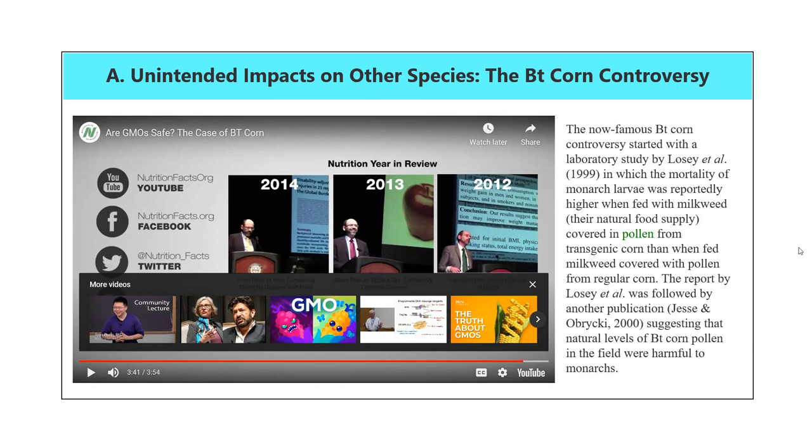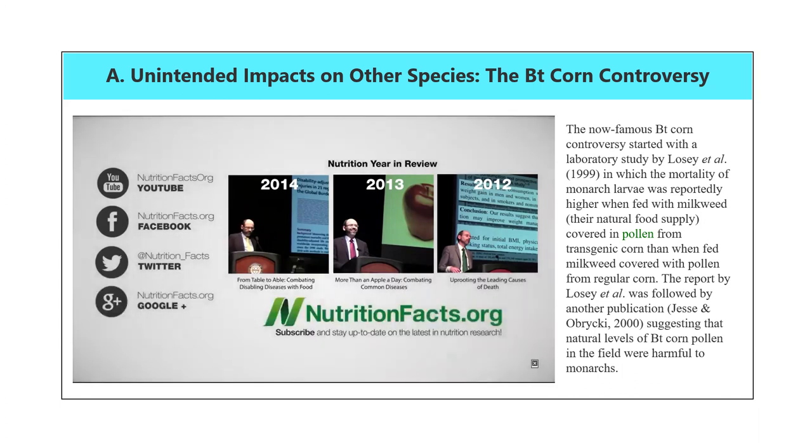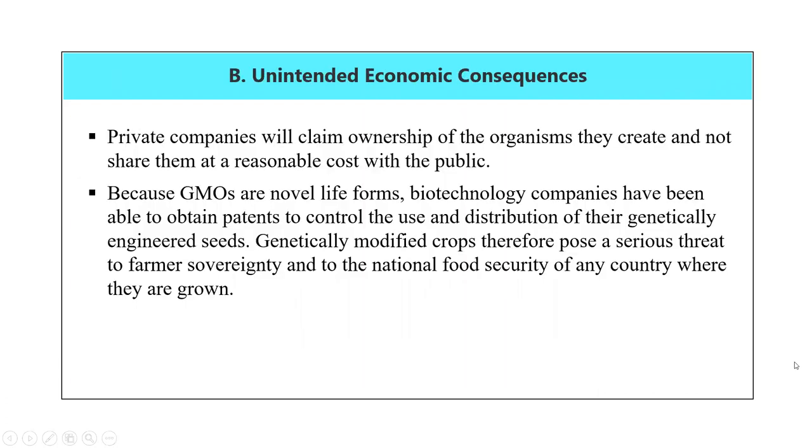Okay, another negative consequence of genetically modified organisms is in the economic domain. Private companies will claim ownership of organisms they create and not share them at reasonable cost with the public. If it is an article, they might issue a copyright, but for the case of this one, maybe a patent, where they claim ownership of that particular product and sell it at a very expensive cost. So it's no longer equitable for everybody, especially those in the marginalized sectors.